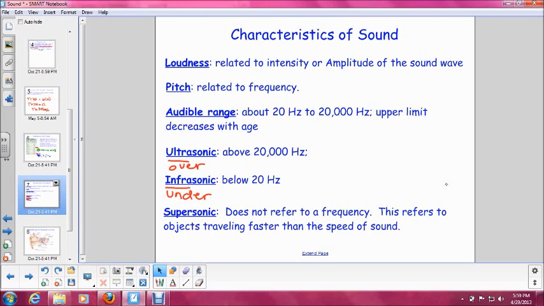And finally, supersonic doesn't actually refer to frequency at all. Supersonic means an object traveling faster than the speed of sound. So if I were standing in this room, and the speed of sound is 343 meters per second, and someone shot a high-speed bullet faster than that, that bullet would be going supersonic.